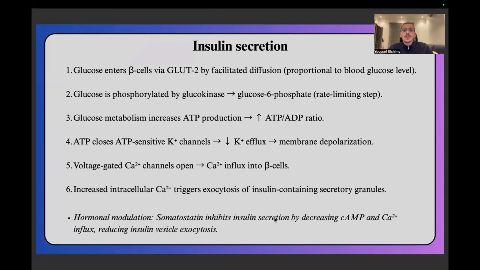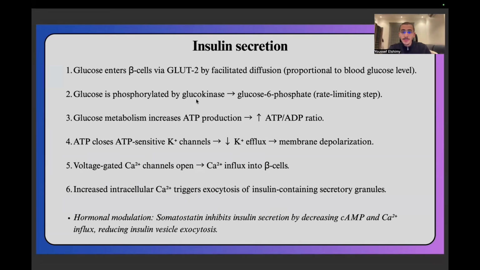Okay, so how is insulin secreted when it's produced inside the beta cell? After eating a meal, what would happen? The blood glucose levels would rise, right? So this blood glucose level is proportional to the amount of glucose surrounding the pancreatic beta cells. If there's a high blood glucose level in the blood, it means there's a high concentration of glucose around the beta cells. What happens is that the glucose enters these beta cells through GLUT2 transporters by facilitated diffusion. Basically, because the glucose is highly concentrated outside, it just diffuses through the GLUT2 transporter.